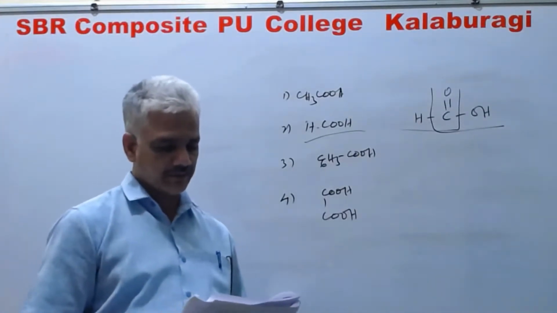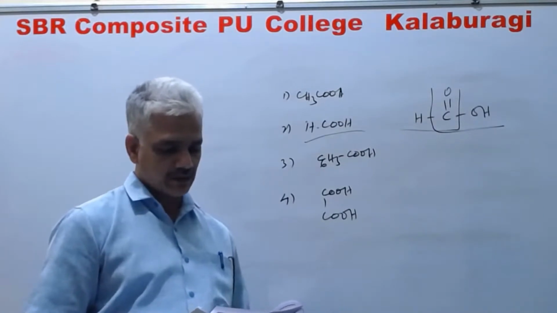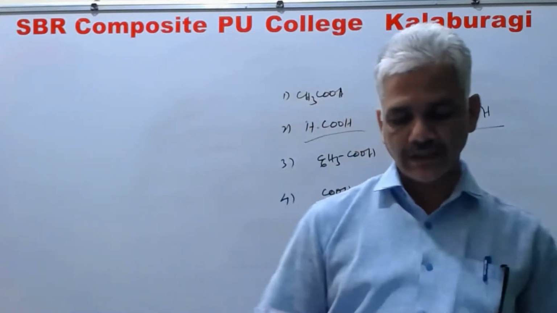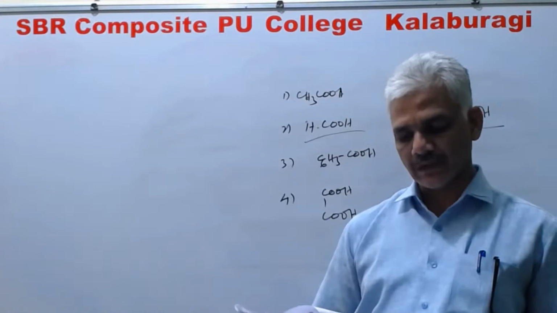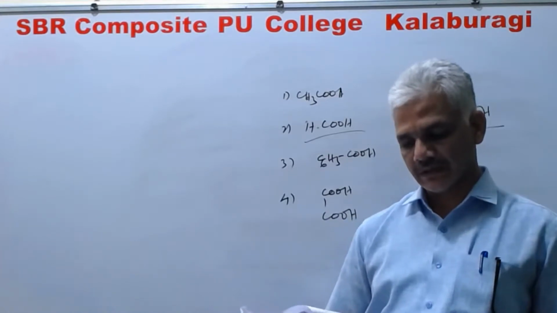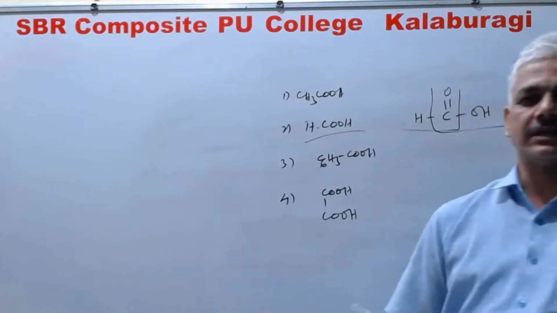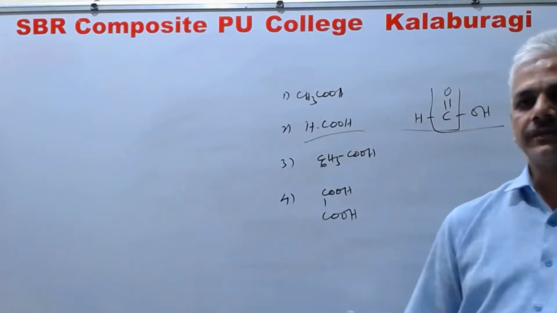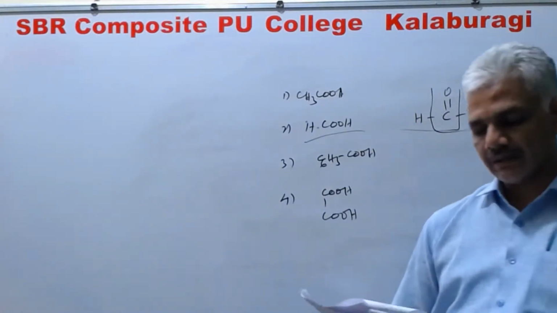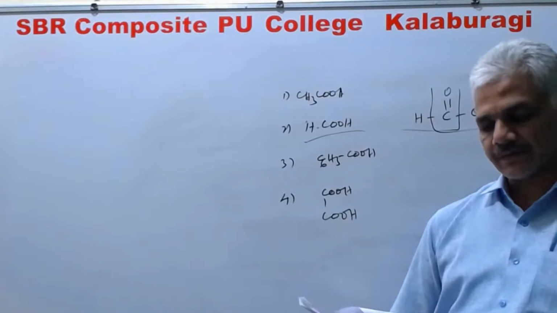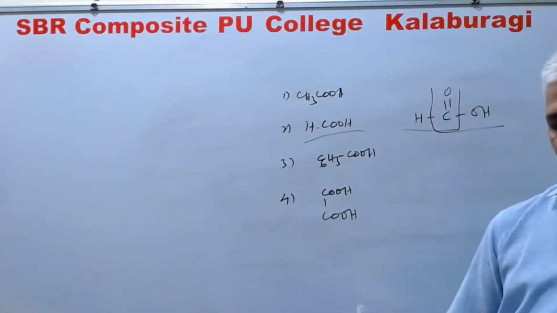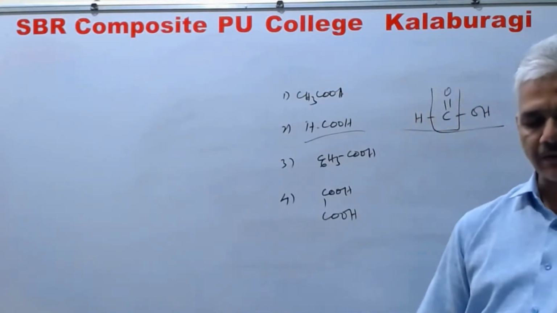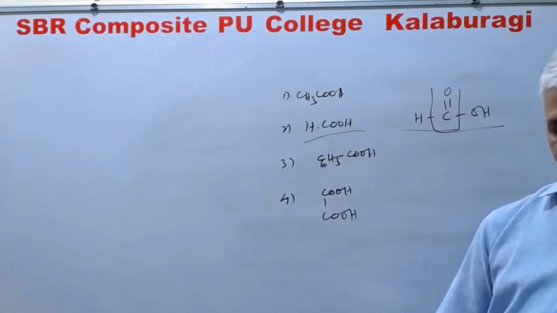Next, 42nd question. Simple distillation can be used to separate. Given options are a mixture of benzene and toluene, a mixture of ether and toluene, a mixture of ethanol and water, none of these. The simple distillation technique can be used when there is a large difference between the boiling points of the liquids present in the mixture. The maximum difference comes in the case of the second option, so they can easily be separated by simple distillation. So for the 42nd question, you can go with the second option.